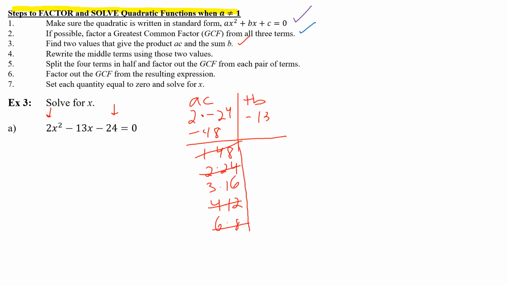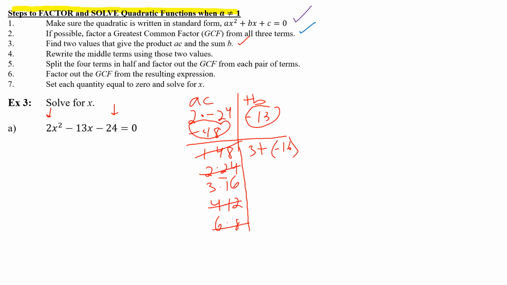Now, again, the product is negative 48. So either the 3 or the 16 has to be negative. The sum was negative. So that tells me the bigger one out of those two factors must also have the same sign so that when I add them, I still get negative 13. So we're looking at 3 and negative 16. So we finished step 3. Find two values that give you the product AC and the sum B.